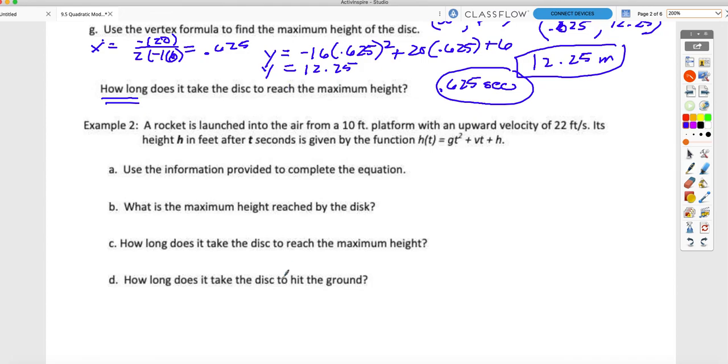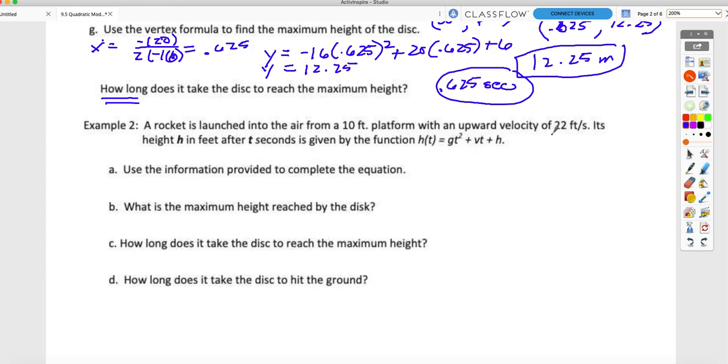Another projectile. This time we're launching a rocket up into the air from a platform that is 10 feet tall. It has an upward velocity of 22 feet per second. Its height in feet after t seconds is given by the function. And this time all they gave me was the basic outline. So this is the one where you have to fill it in. I know this is the velocity, so it's going to go here where the v is. But am I going to use negative 16 or negative 4.9?